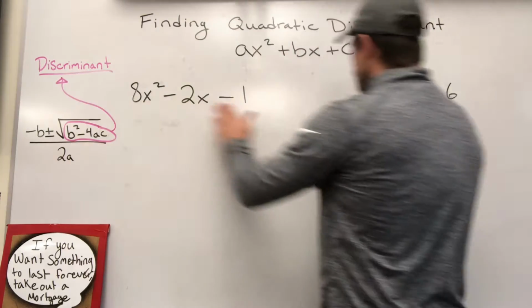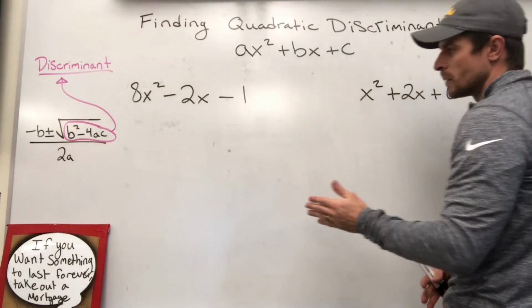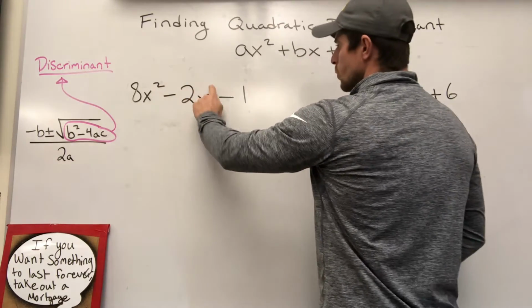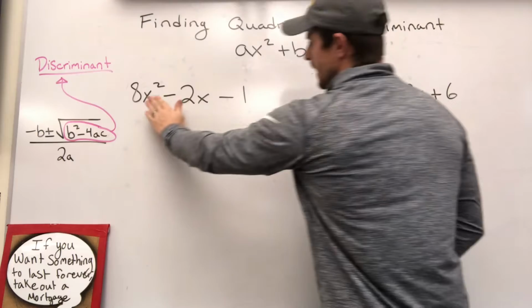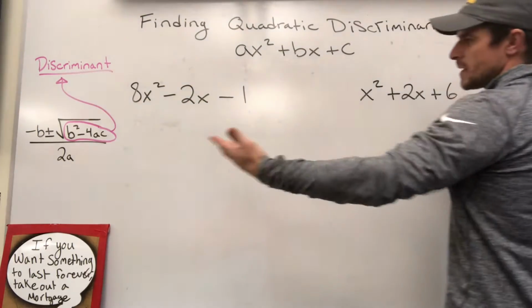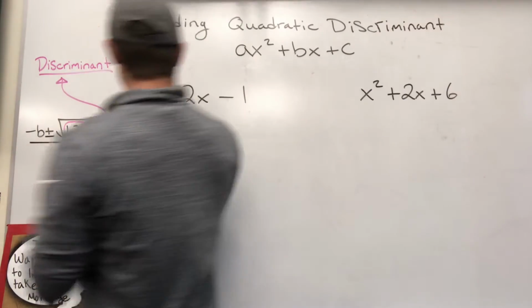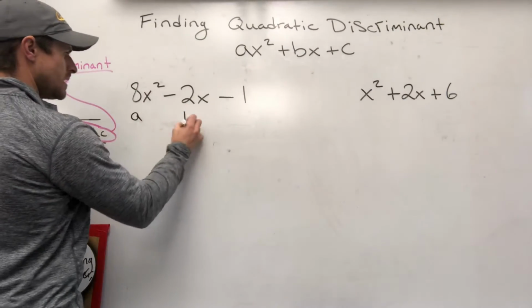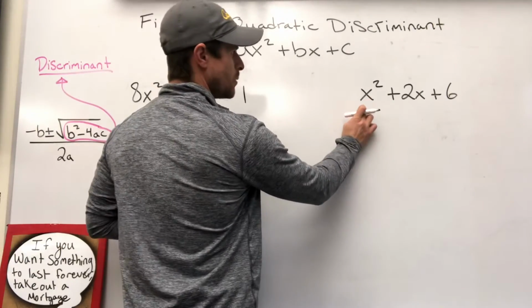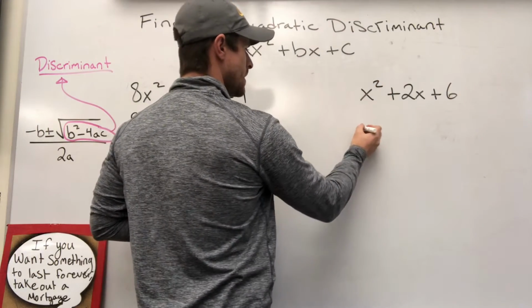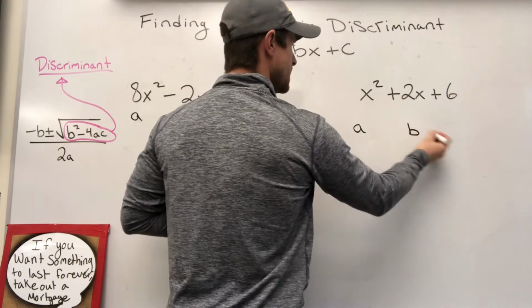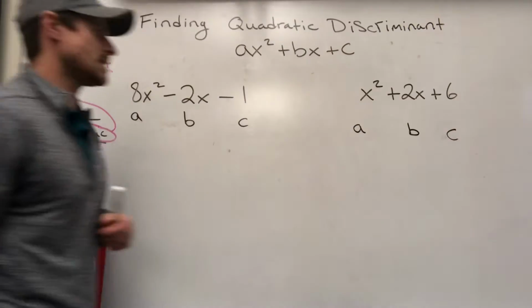So right now, both of these are written in what's called standard form, the highest exponent, and then in descending order, 2, 1, and none. So we want to have highest exponent first, then we drop our way down. Both of these are set up, they're ready to go, meaning this is your A, this is your B, and this is your C. Same idea over here. The term with the exponent of 2 is the A. The term with the exponent of 1 is the B, and the constant is the C.